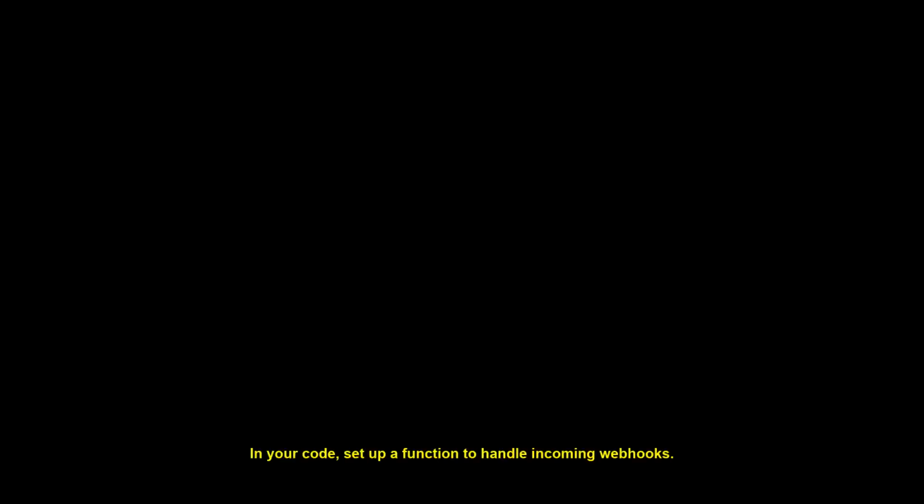In your code, set up a function to handle incoming webhooks. Use the endpoint secret combined with the Stripe signature header to create a verification mechanism. Install the Stripe SDK if you haven't done so already. For Node.js, you can use npm with the command npm install stripe.